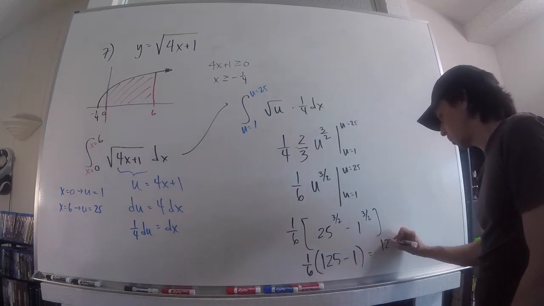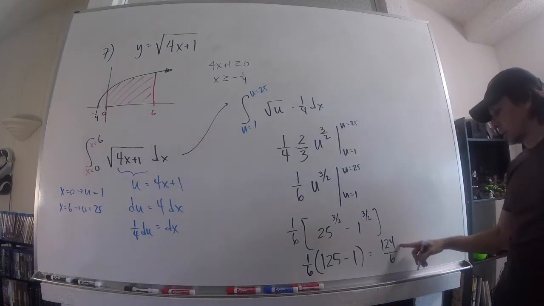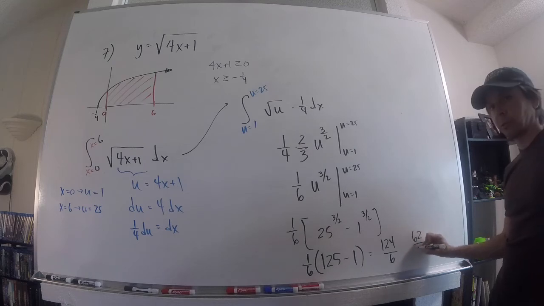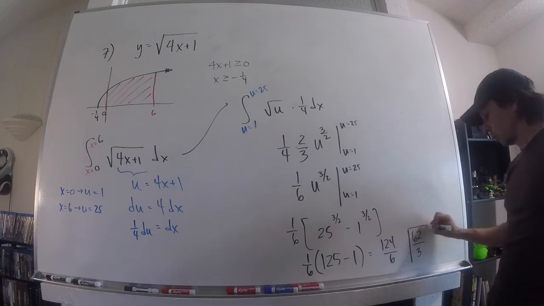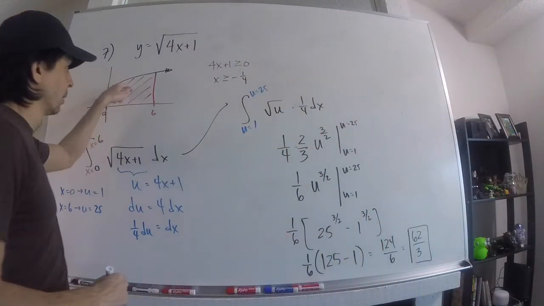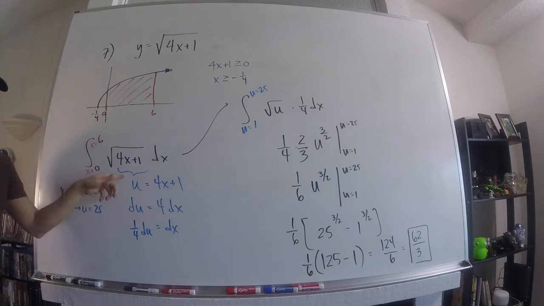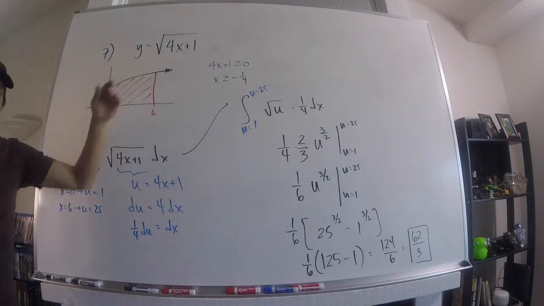I'm going to get 124 over 6, and I feel like that definitely reduces because they're both even. It's going to be 62 over 3, and I think that's reduced. 62 over 3 is the correct answer. That's the area under the curve right here, by doing a definite integral for those bounds and just integrating that function that's bounding that region.